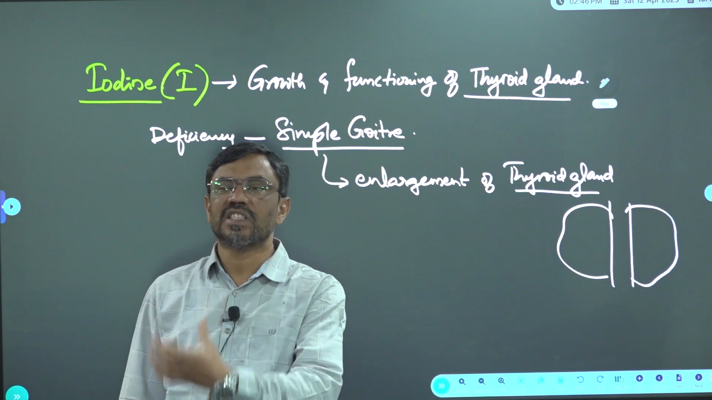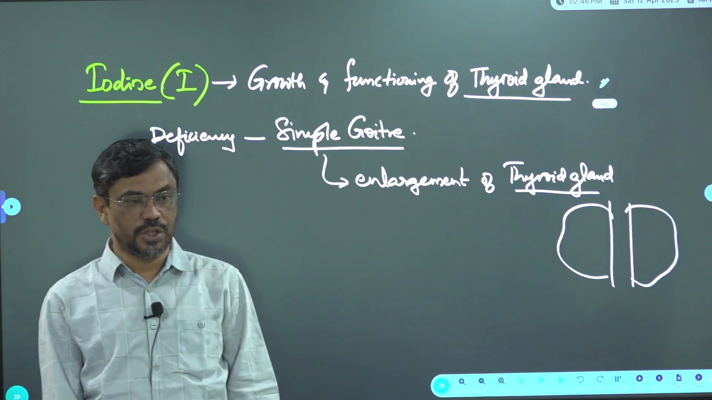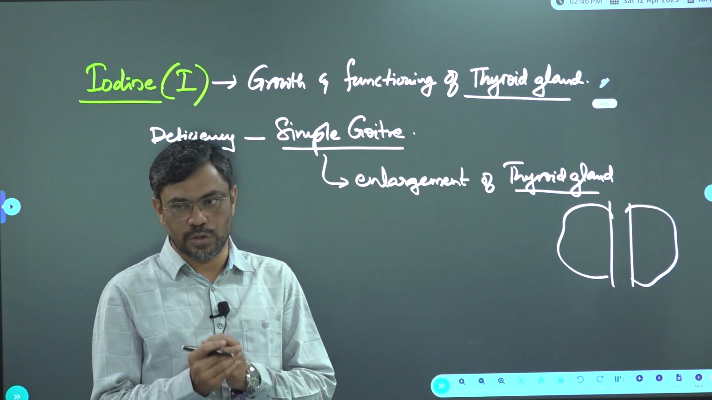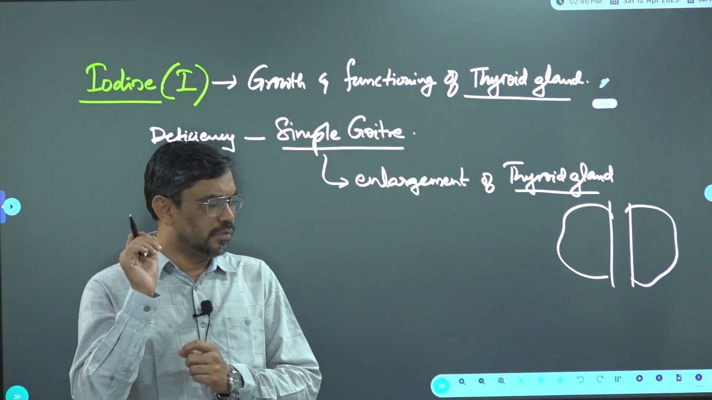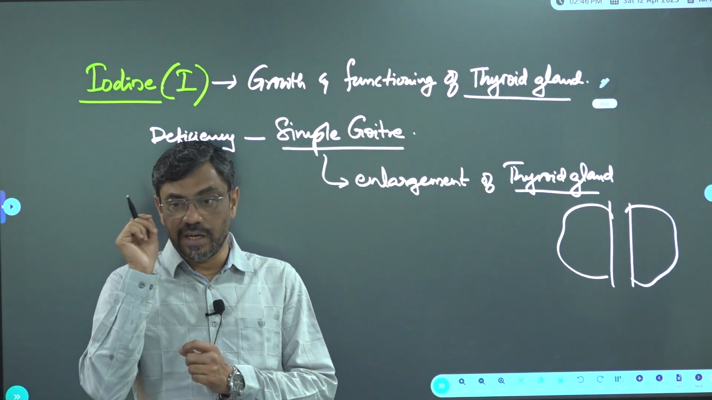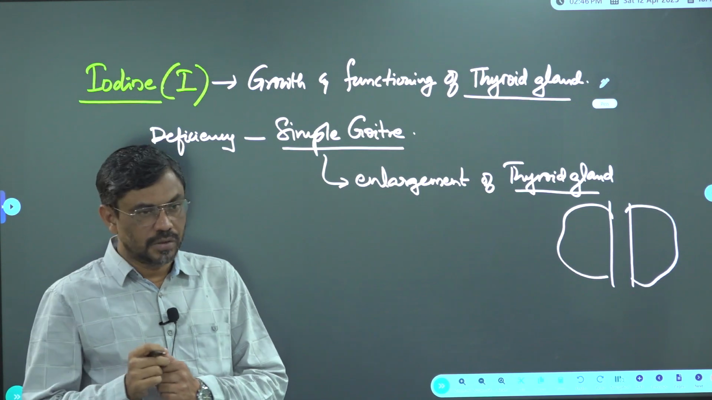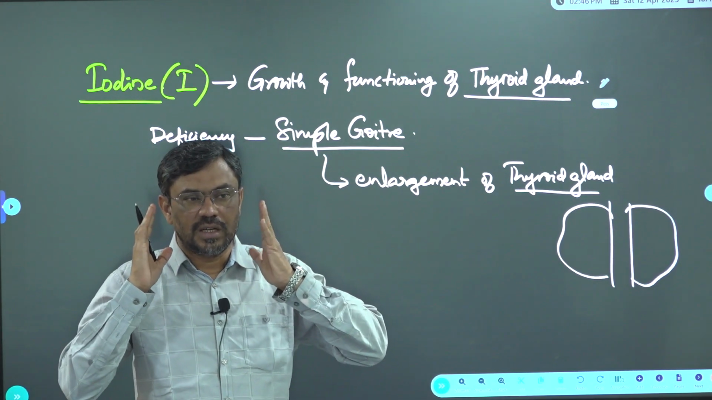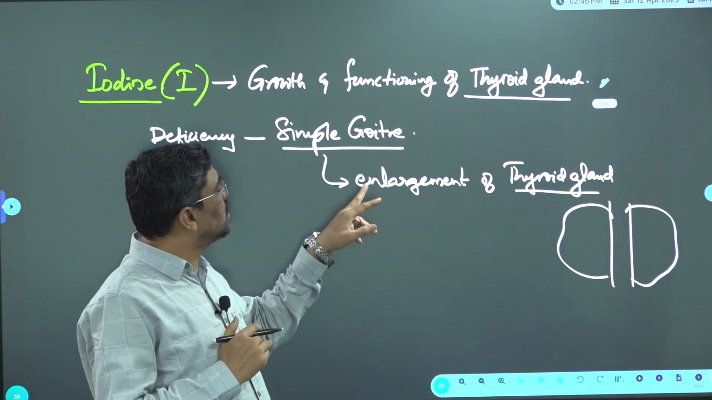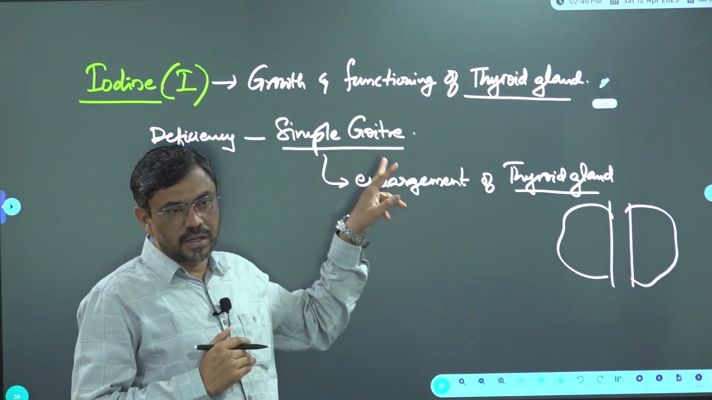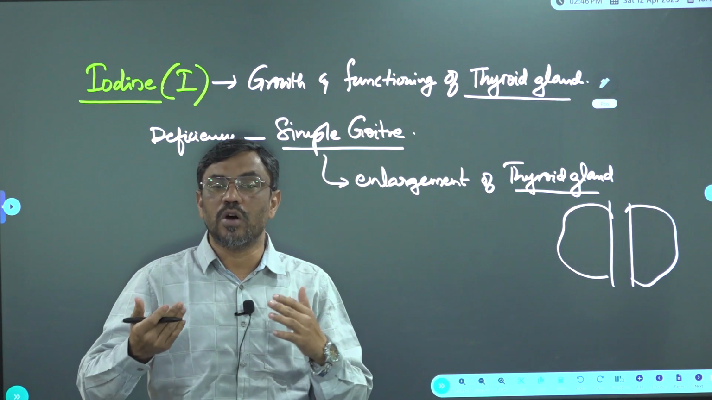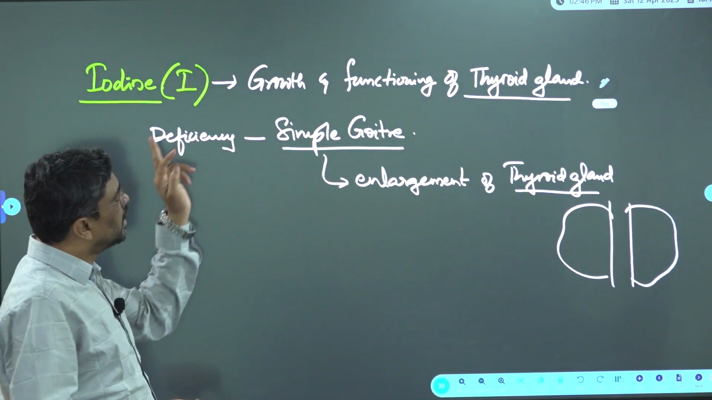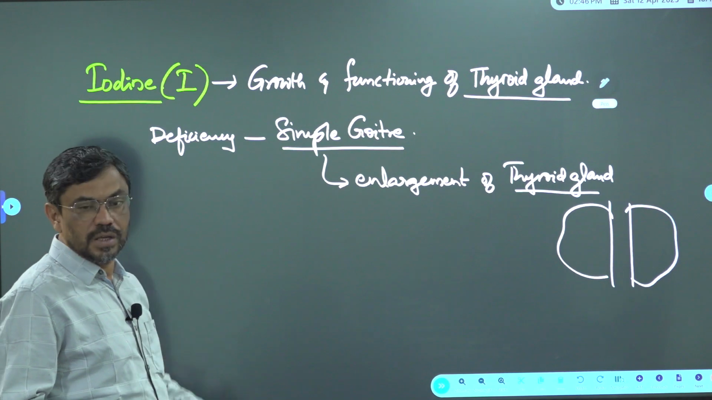This thyroid gland requires iodine element. Generally we will take this iodine in the form of salt, in the form of seafoods. Very little amount of iodine is required. When it is deficient, the thyroid gland enlarges in size. That enlargement of the thyroid gland is called a simple goiter. This simple goiter may lead to hypo or hyperthyroidism. So simply remember, iodine is required for growth and functioning of the thyroid gland.